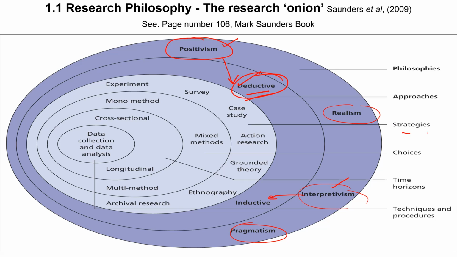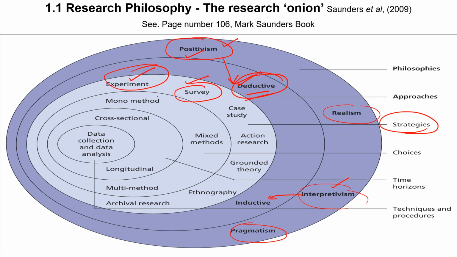The third layer is about the strategy. Which strategy are we going to follow? If our philosophy is positivism and our approach is deductive, then we are going to follow experiment and survey. Experiment, as I told you, if your philosophy is positivism and the deductive approach is there, then experiment and survey are the right strategy for that.